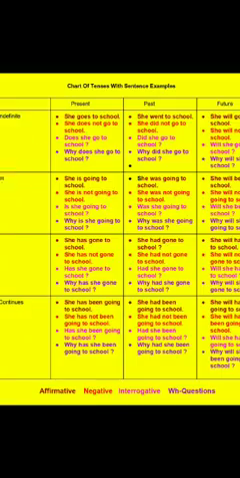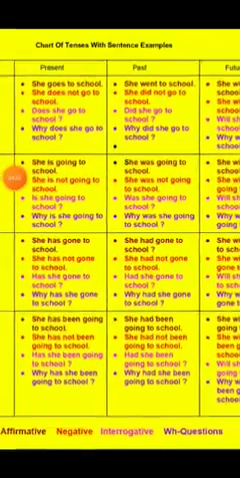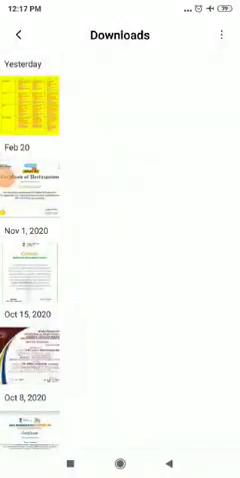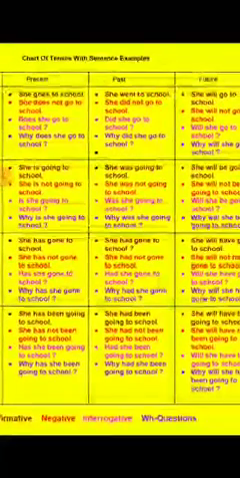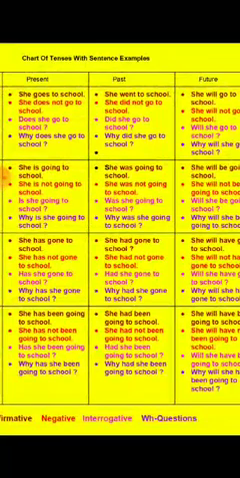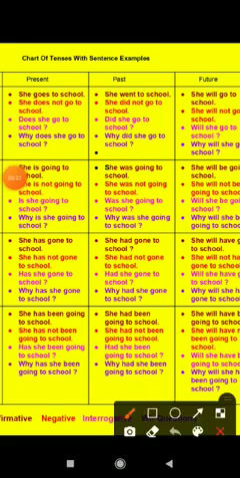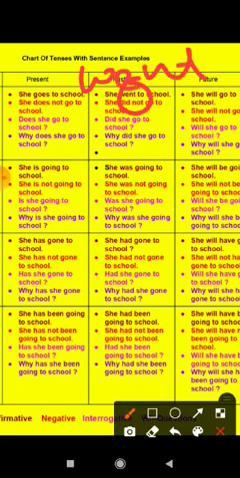Now we will see past tense. As far as the rule of past tense is concerned, the things which had happened in the past come under this tense, and the rule is the second form of the verb is in use. As you can see in the example, she went to school. So the past tense of go is went. That is why the second form of the verb is in use.